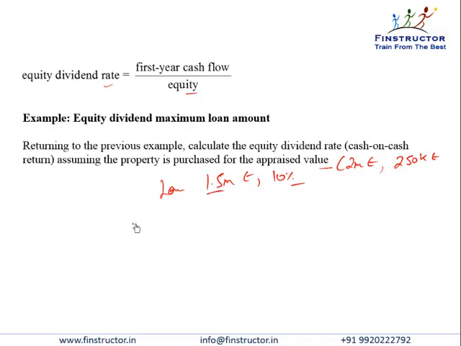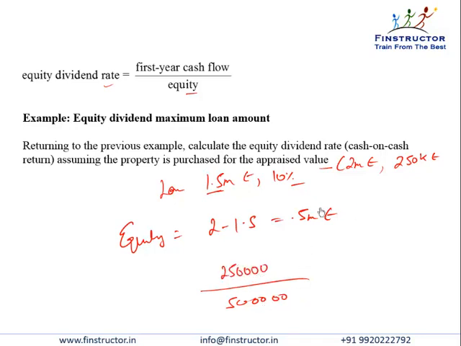So if the loan was 1.5, what was our equity investment in the first year? It would be 2 minus 1.5, that is equal to 0.5 million euro. On this 0.5 million euro, or 500,000 euro, we are getting 250,000 as net operating income minus the interest that we have to pay, that is 10% of 1.5, that is 150,000 euro, which comes out to be 20% or 0.2.